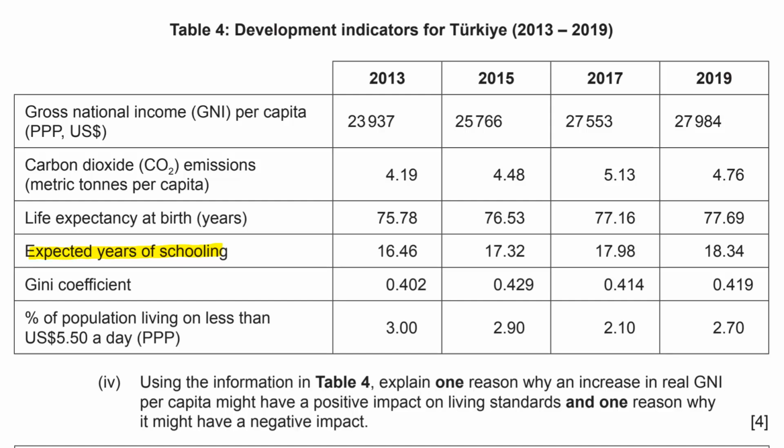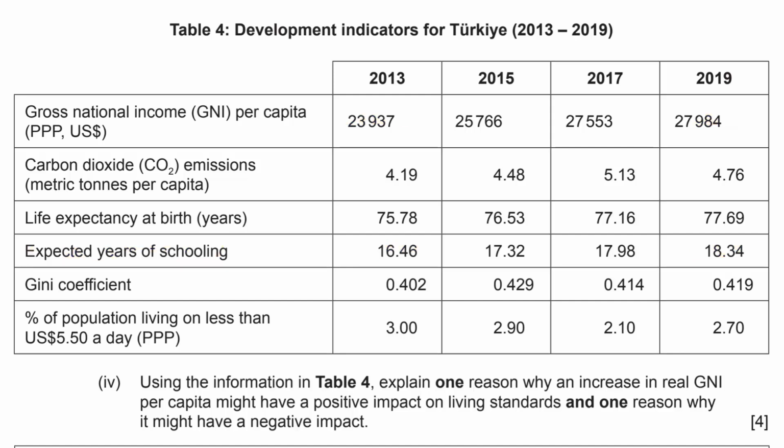So we see from 2013 to 2019, the expected years of schooling have gone from 16.46 to 18.34 years. As GNI per capita has risen, we also see an improvement in the number of years of schooling. So each person is getting more years of education, and that's going to improve their job opportunities and potential life outcomes, because more education is typically linked to these things. So that's going to be the one positive thing.